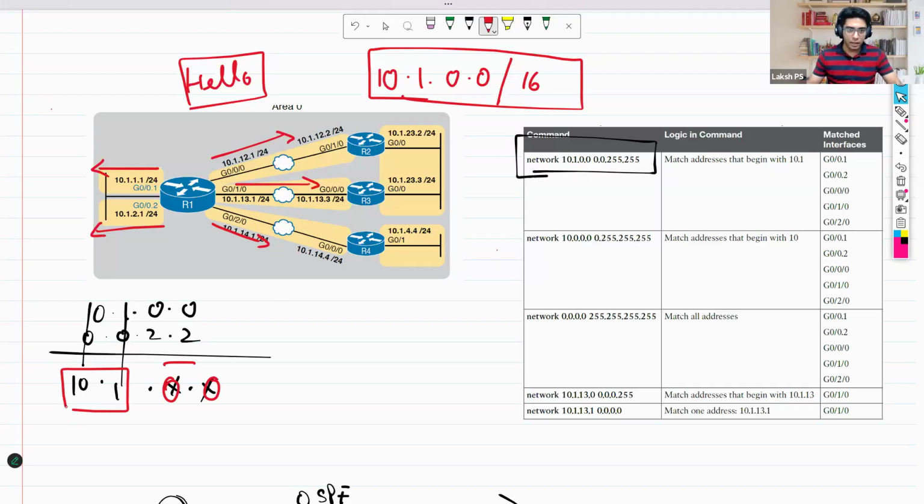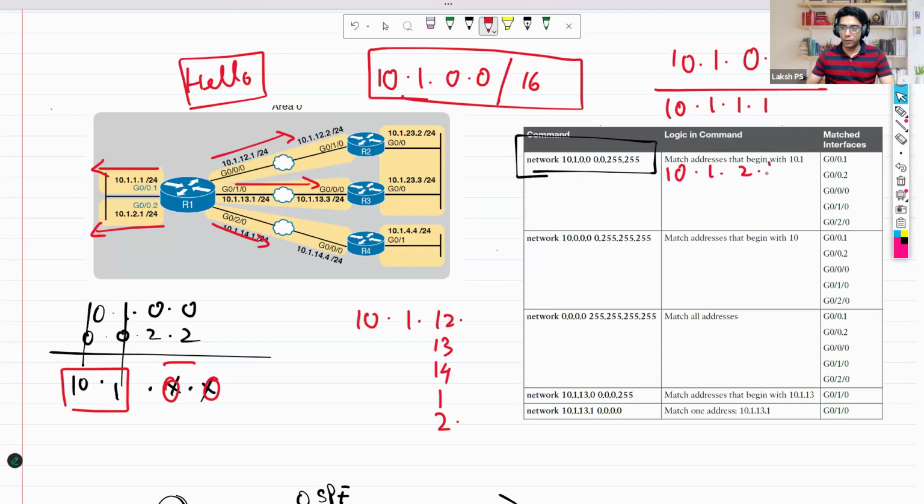Correct? Now on R2, it will know about the 10.1.12 network. It will know about the 30 network, it will know about the 40 network. It will also know about the one network, and it will also know about the two network. Why? Because 10.1.0.0/16 covers 10.1.1.1, 10.1.2.1, 10.1.12.1, 13.1, and 14.1 networks as well. Got it?